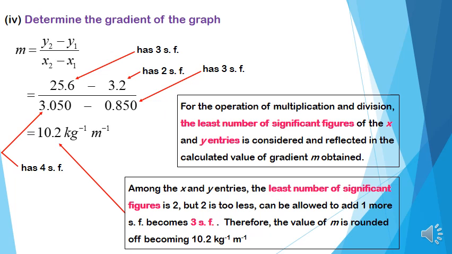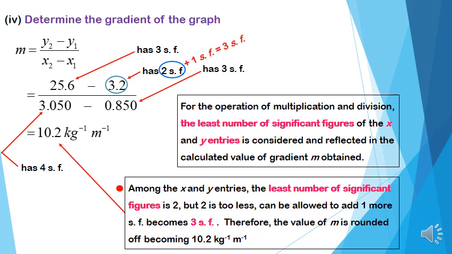Back to the values of y and x. 25.6 has 3 significant figures. 3.2 has 2 significant figures. 3.050 has 4 significant figures. And 0.850 has 3 significant figures. Among the x and y entries, 3.2 has the least number of significant figures, which is 2.